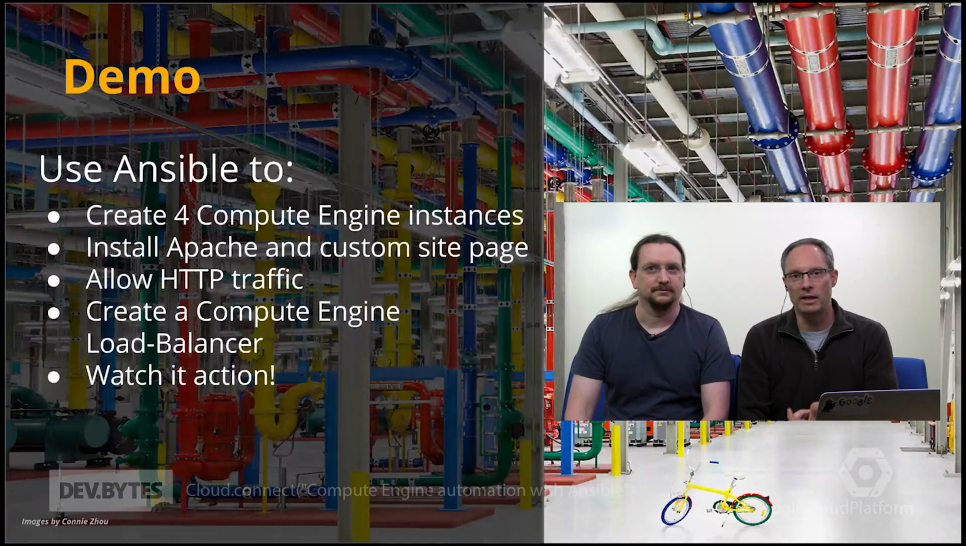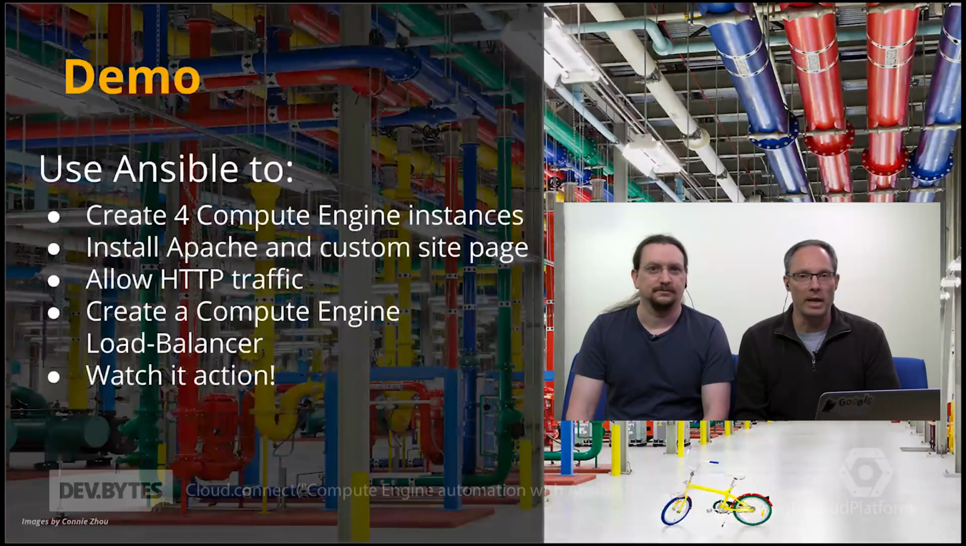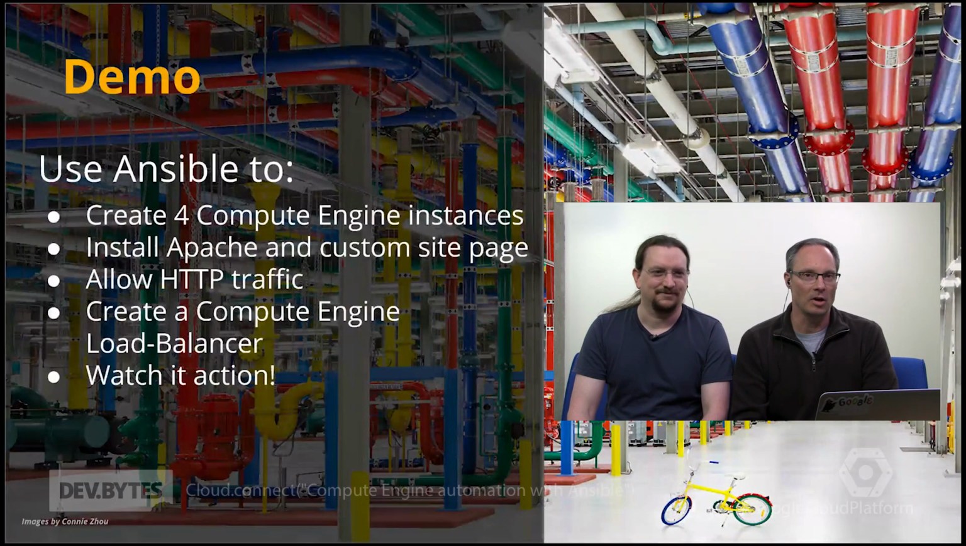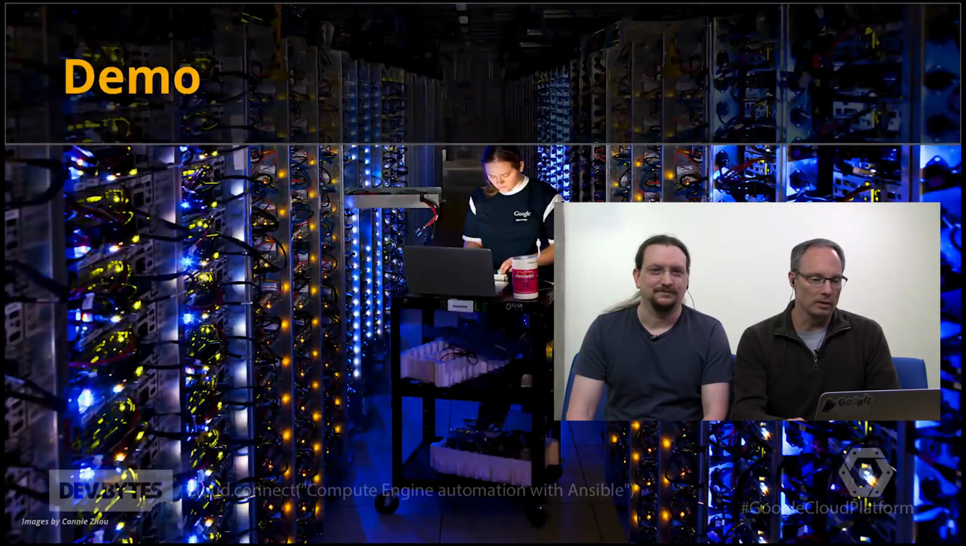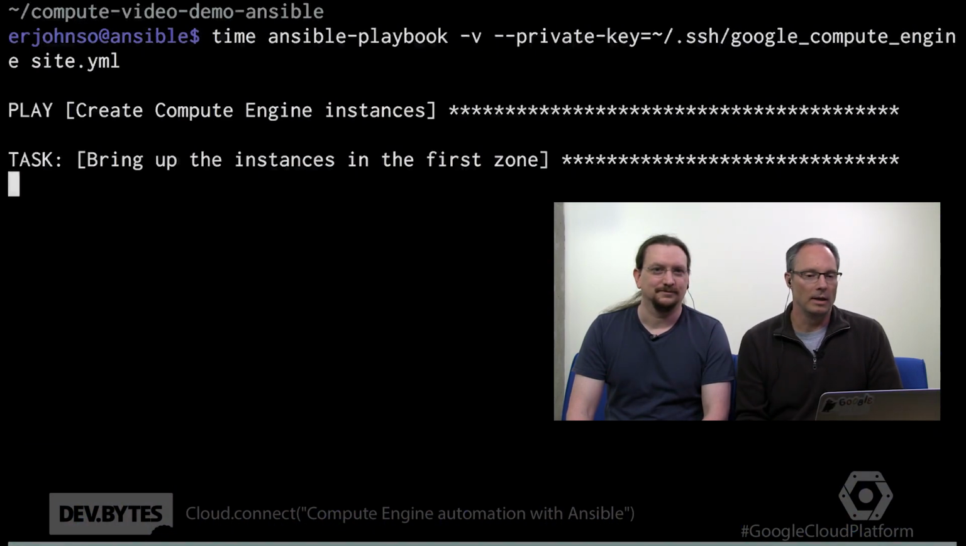It's actually going to take advantage of Ansible's node introspection to pull out the host name and put that into the HTML page. We're going to open up port 80 on the firewall so we can get HTTP traffic in there. We're going to create a Compute Engine load balancer, and then we're going to test it all out. So with that, let me jump over to the code here. This is executing an Ansible playbook, and it's using my private SSH key to create the instances and SSH into them.